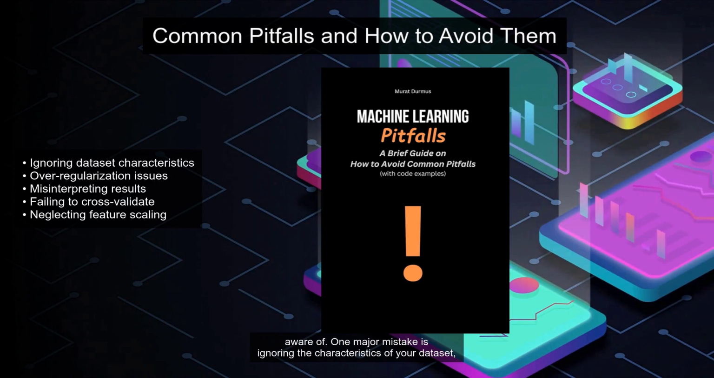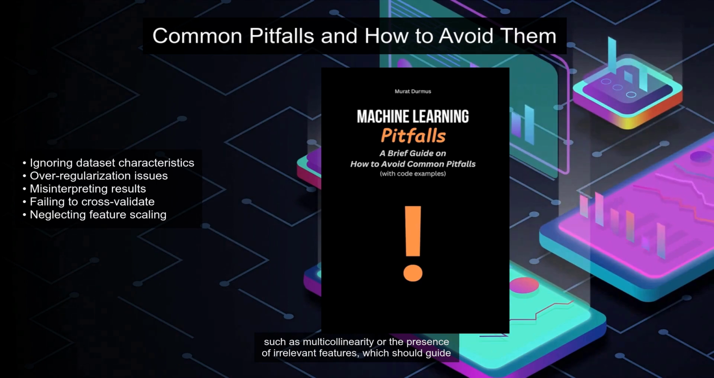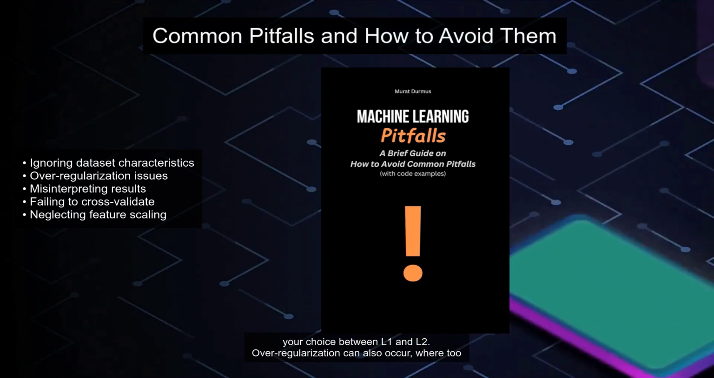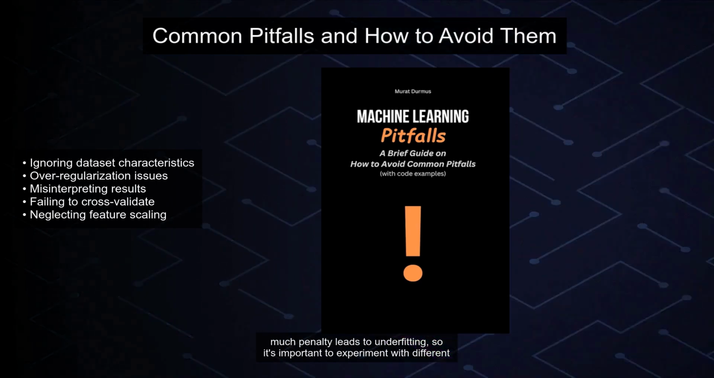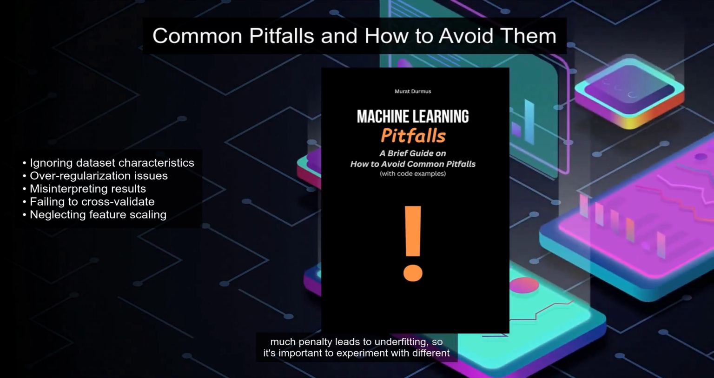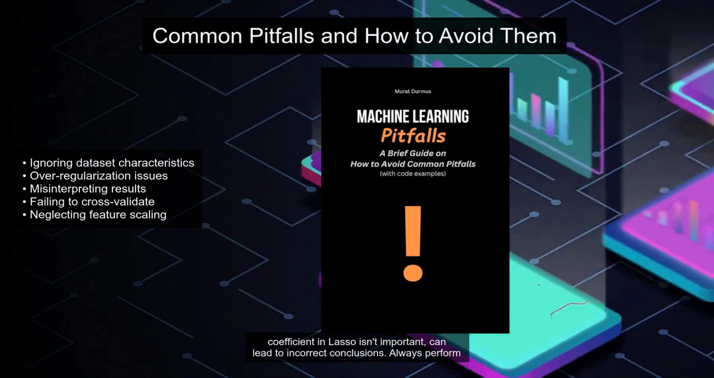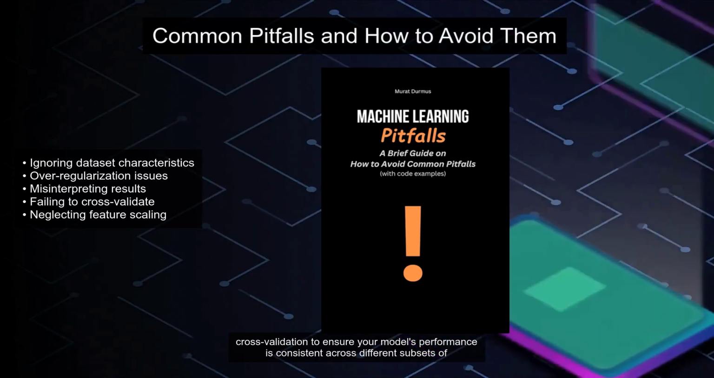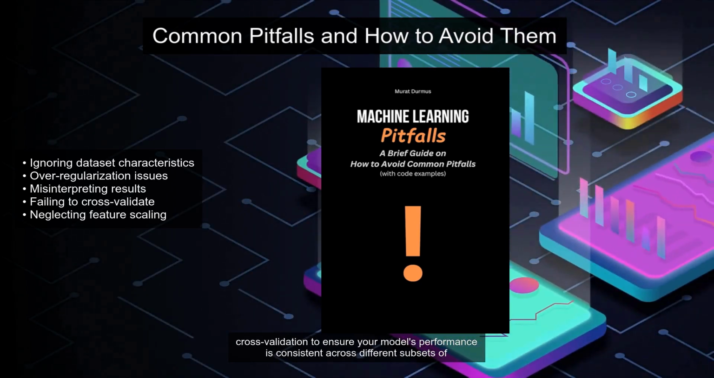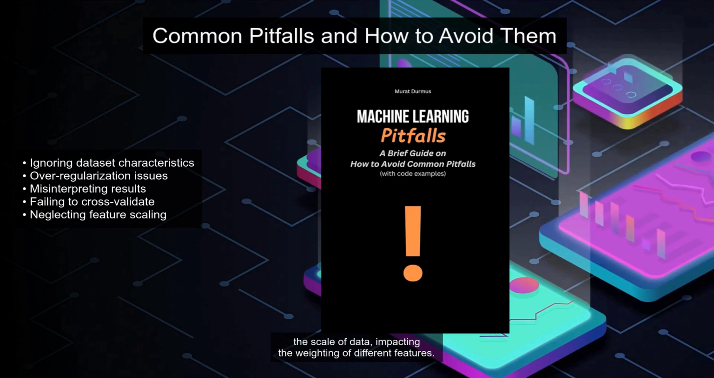One major mistake is ignoring the characteristics of your dataset, such as multicollinearity or the presence of irrelevant features, which should guide your choice between L1 and L2. Over-regularization can also occur, where too much penalty leads to underfitting, so it's important to experiment with different alpha values. Misinterpreting results, such as assuming a feature with a zero coefficient in Lasso isn't important, can lead to incorrect conclusions. Always perform cross-validation to ensure your model's performance is consistent across different subsets of data. Lastly, remember to scale your features, as regularization is sensitive to the scale of data, impacting the weighting of different features.